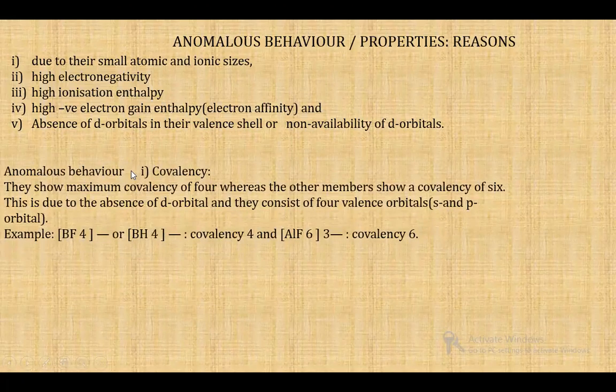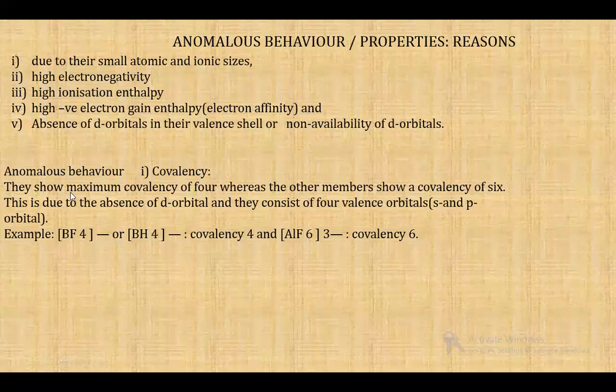What are the anomalous properties of boron? In group 13, the first one is covalency. Because of the smaller atomic size, there is a high force of attraction between them, and they show a maximum covalency of 4. Boron can show a maximum covalency of 4 because it consists only of s and p orbitals: 3 plus 1 is 4. It doesn't have a d orbital. Aluminum can show a maximum covalency up to 6, because from aluminum onwards they consist of d orbitals.